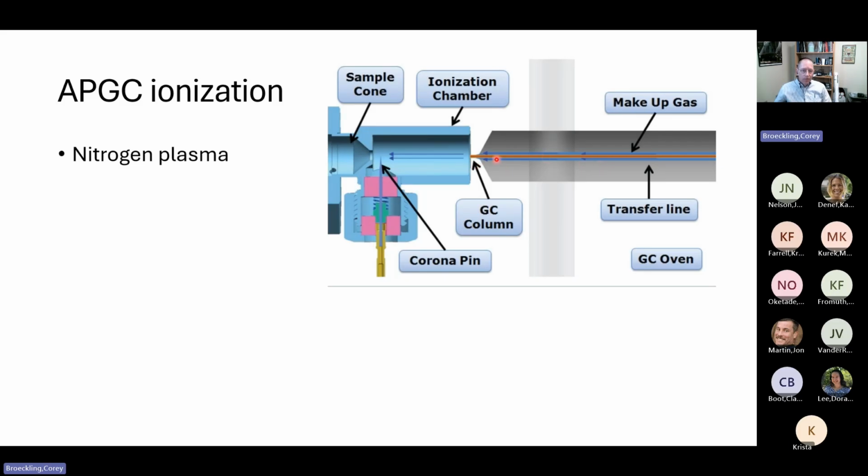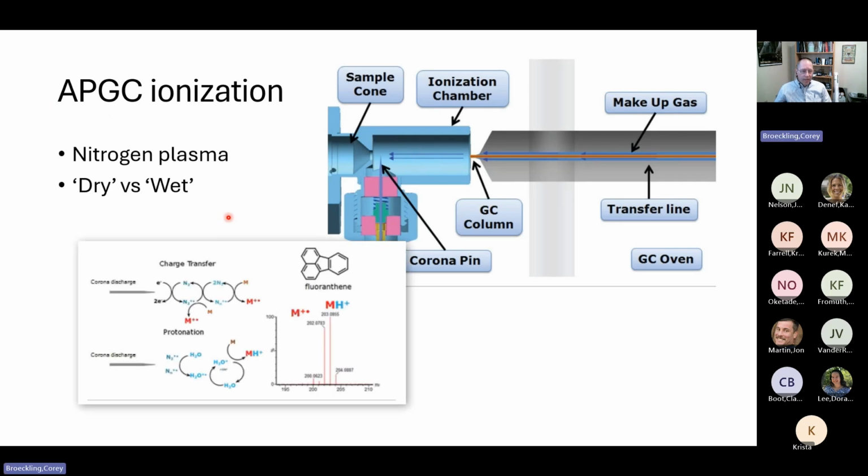So as the compounds are eluting from the column, they flow into this ionization chamber in the presence of a lot of nitrogen. There is now a corona pin here where a voltage is applied, which generates a nitrogen plasma, and it is that nitrogen plasma that generates ions. Those are then drawn into the mass spectrometer through the sample cone. So everything behind this point is under vacuum to the left. Everything to the right of this point is at atmospheric pressure, hence AP.